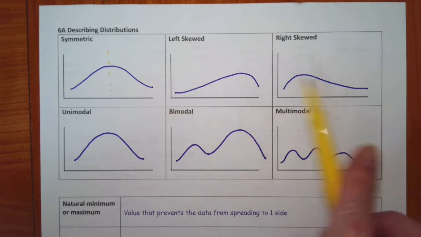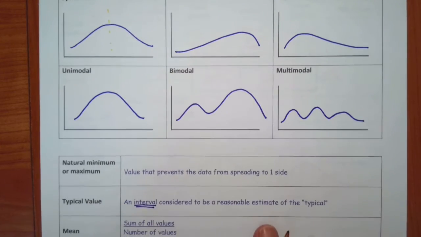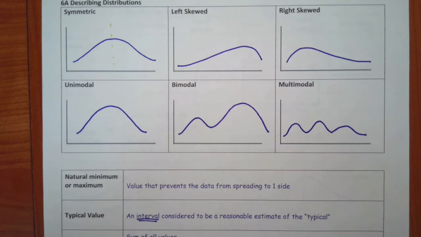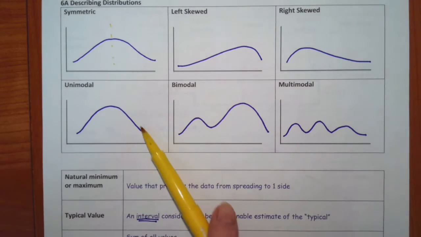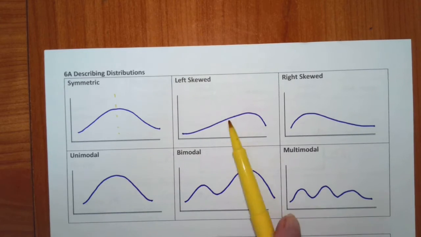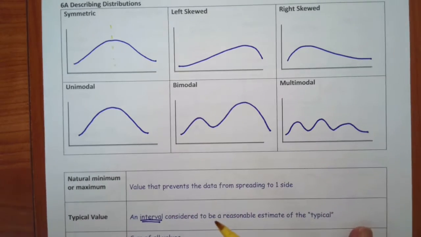Now, you're not limited to having one hump. And again, keeping up with the skiing, I think of moguls when I see modal. Okay, moguls are the humps when you ski. So unimodal would mean there's one hump. It doesn't have to be in the middle. Each of these is unimodal. It only has one hump.